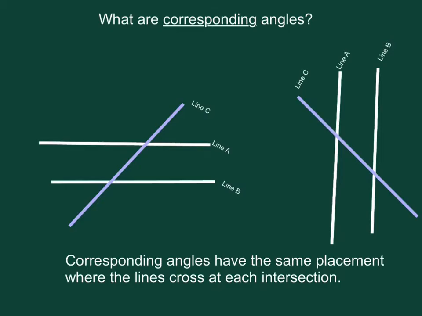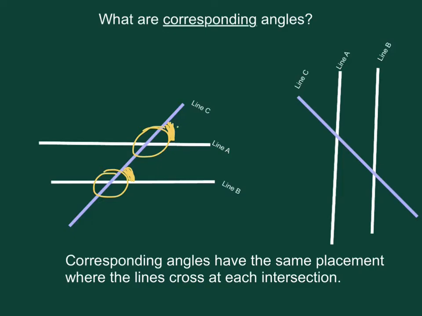Corresponding angles have the same placement where the lines cross at each intersection. So line C is your transversal. Can you see that 4 angles are created right here? And this is the top right one. 4 are created here where these lines cross, and this is the one on the top right of those 4. So we call those corresponding angles.